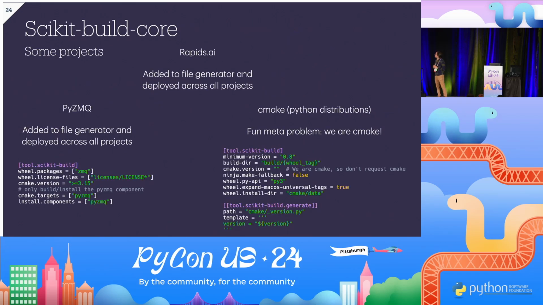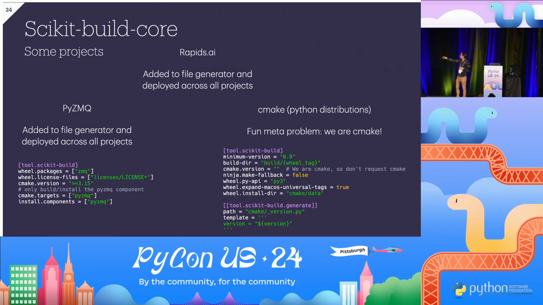There are some projects using scikit-build-core. RAPIDS AI is using scikit-build-core. They actually added a file generator to generate this across all their different projects. I have a couple of examples. PyZMQ is using it, and that's an example of their configuration. And then we also use this for CMake. This is a particularly fun one because we are CMake.